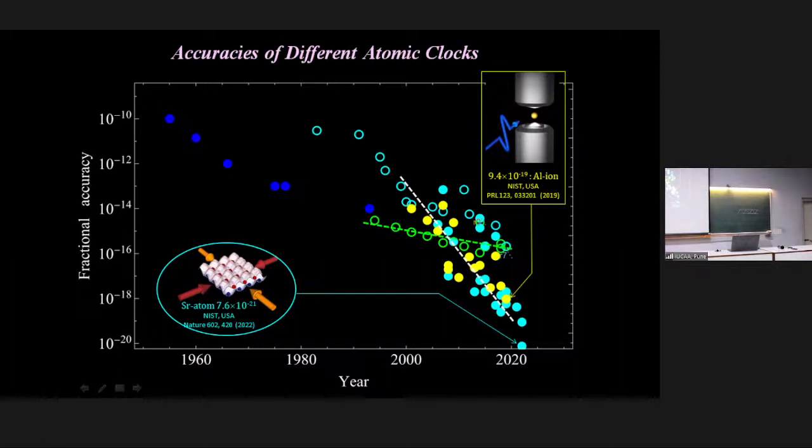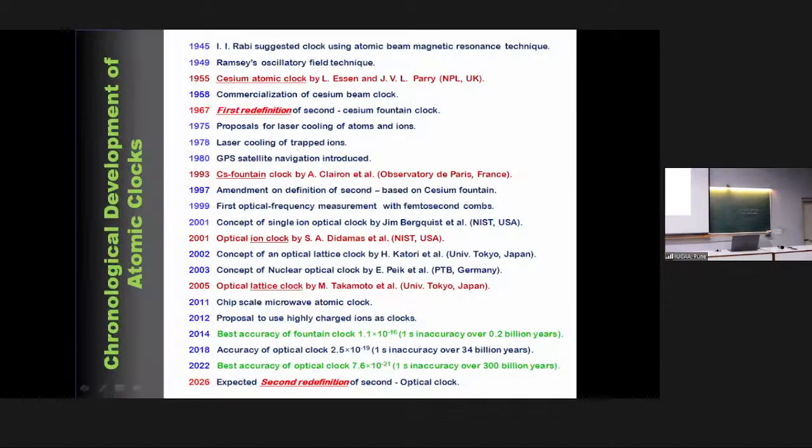And what did we say? That delta nu by nu zero is like 4 to 5 orders of magnitude higher in optical frequencies. That's why you expect 4 to 5 orders of magnitude better sensitivity, and that's what I have plotted: all the clocks, microwave or optical clocks in the world, and this is so far where it has reached.